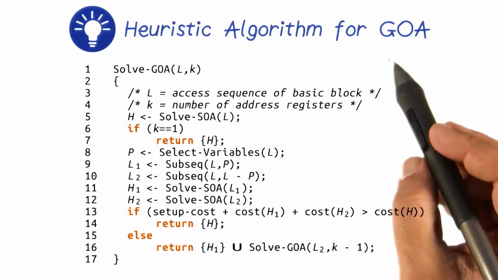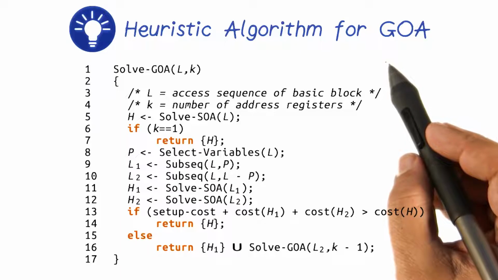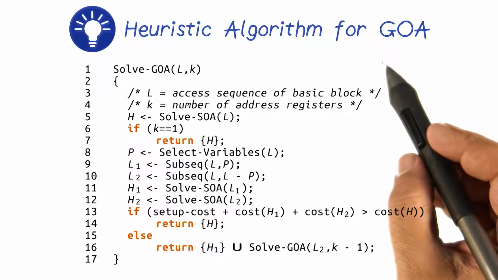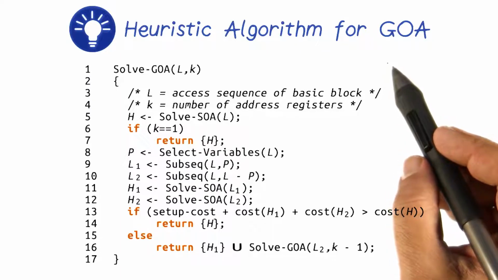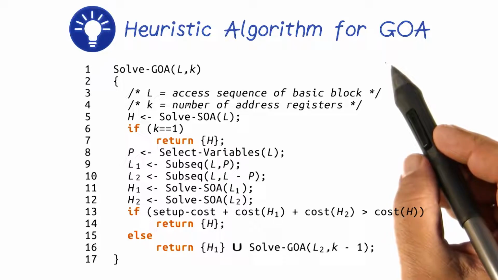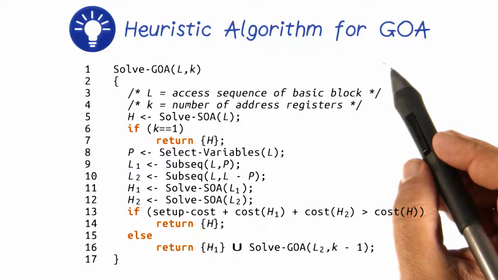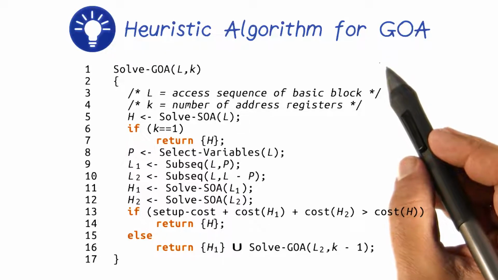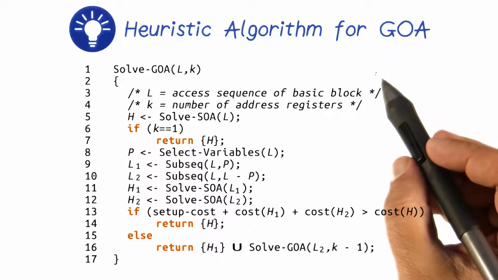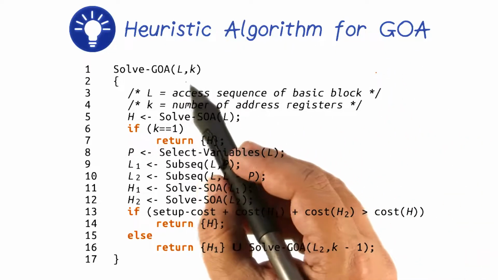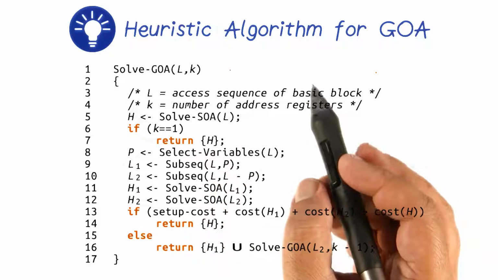Let us look at now the algorithm which is going to do this for us, to do the partitioning of the access sequence, solving individual SOA problems, constructing GOA solutions, and then trying to go from one register to multiple address registers to use them. So this is called the solve GOA algorithm.